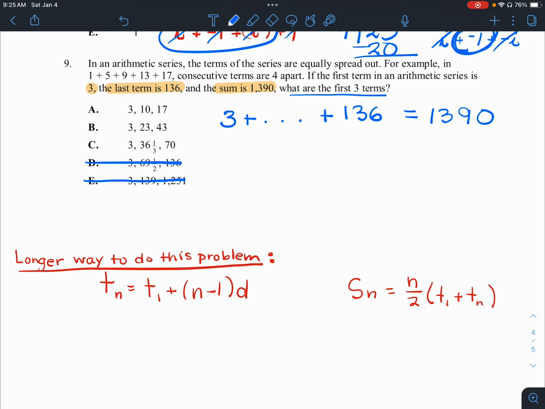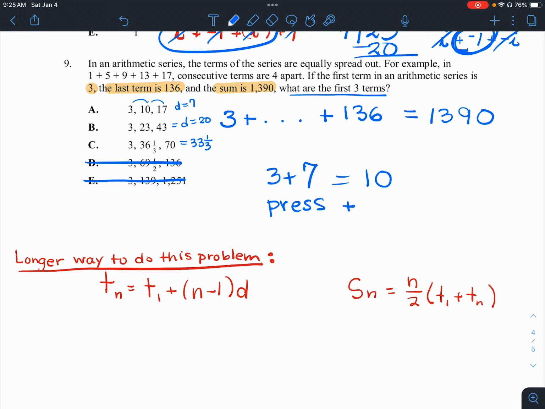But if you look at these answers, you can see for letter A, the common difference would be a 7, okay, going in between these terms, right? For option B, the common difference would be a 20, and the common difference, it looks like, for letter C would be like 33 1/3. Okay. What you could do on your calculator, you type 3 plus 7 and hit enter. Okay, it's going to give you a 10.